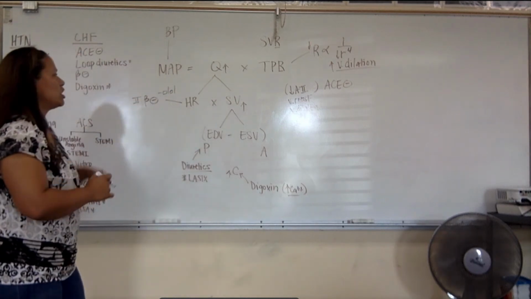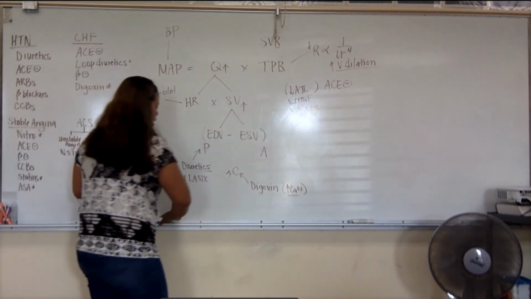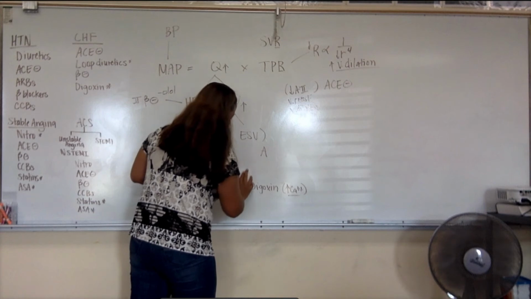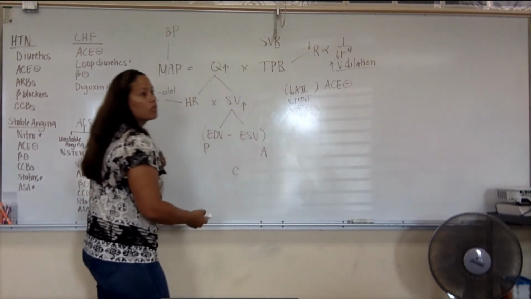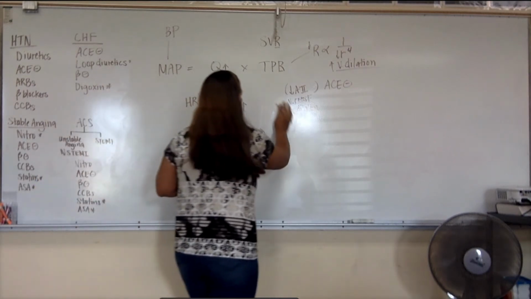We did hypertension, we did CHF. Let's do the overlap between stable angina and unstable angina. Ooh, good. We're on time. We'll finish this off in 5 minutes and then go over other stuff.